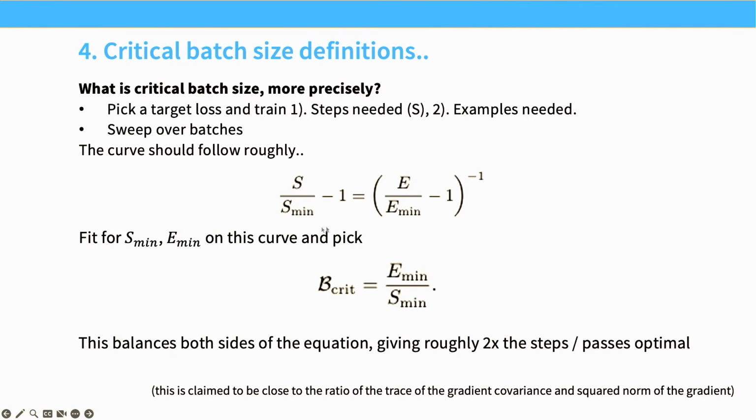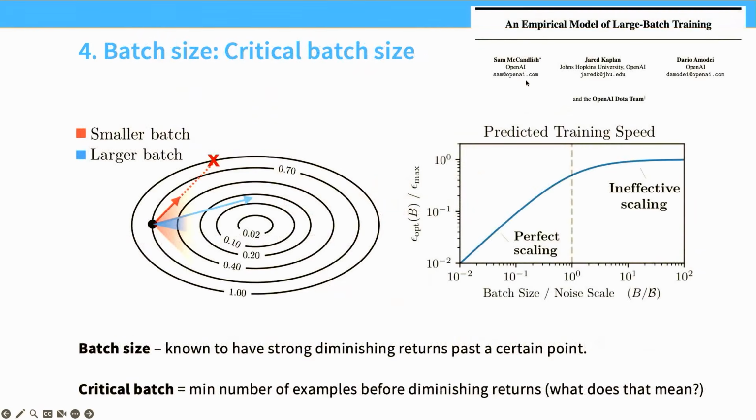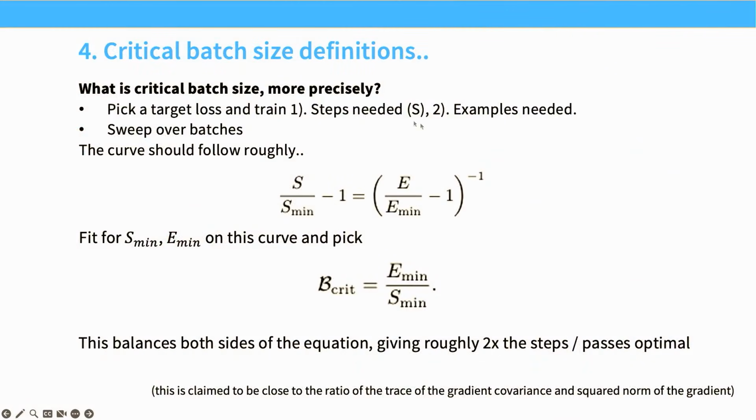Now, through some calculations, OpenAI folks, McCandlish and others, argue that this is the rough functional form that we should follow: the number of steps that you need and the number of examples that you need are inversely related, with S-min, which is the minimum number of possible steps, and the minimum number of examples, sort of normalizing these two quantities. And so there's kind of a trade-off between these two, right? If you want to minimize the number of examples, you're going to have a lot of steps. And if you want to minimize the number of steps, you're going to need a lot of examples, right?